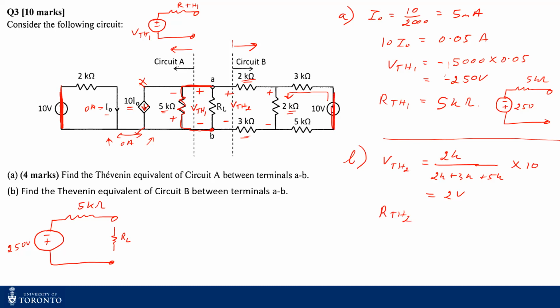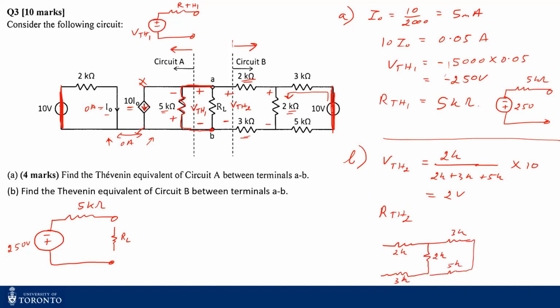So I turn off the voltage source, it will become a short circuit. So you see, in this case, I have something like this, right? I have 2K, 3K, 2K. So this is my 3K, and this is the 5 kilo ohms.